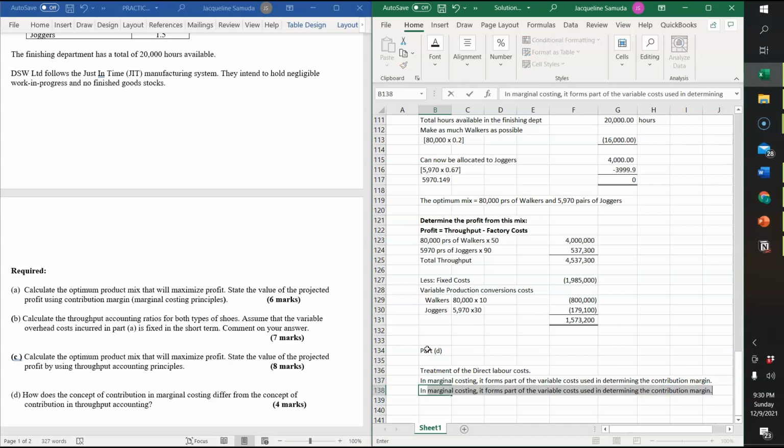But in throughput, it is not used to compute throughput, but it is merged or added to the overheads to arrive at the factory costs. So this is what I'm looking for in part D, where the main difference is how, well, this is the difference, the treatment of the direct labor cost.